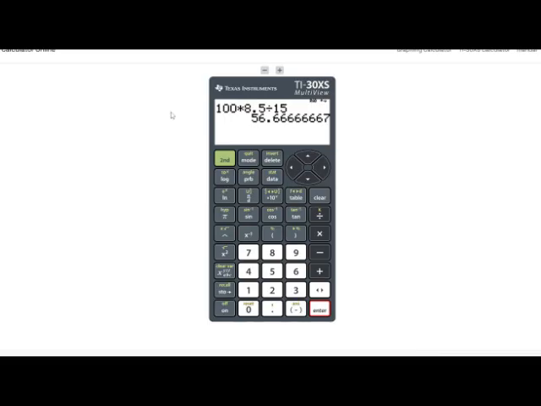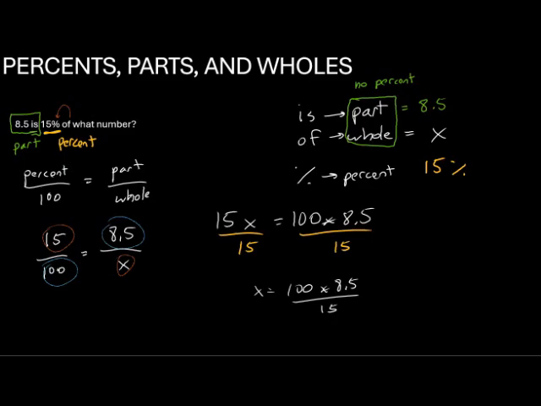When we enter this, we get 56.6 repeating. We're going to round this to 2 decimal places. This will be 56.67. This means that our whole will be 56.67. The part of that we would shade in our picture is 8.5. That 8.5 represents 15% of the circle.